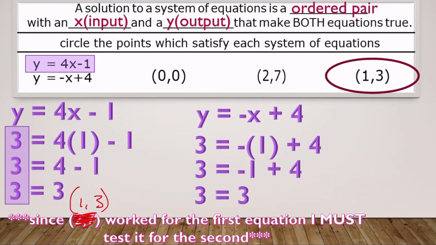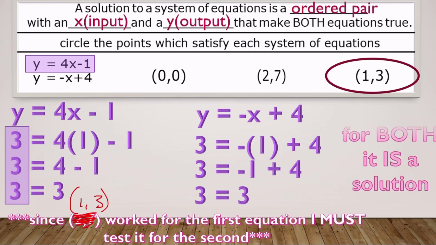Therefore, that is what we should circle. That is the solution to this system. Okay? And I need you to write this in somewhere for this problem specifically so that you know it worked for both. Since it worked for both, it is a solution.